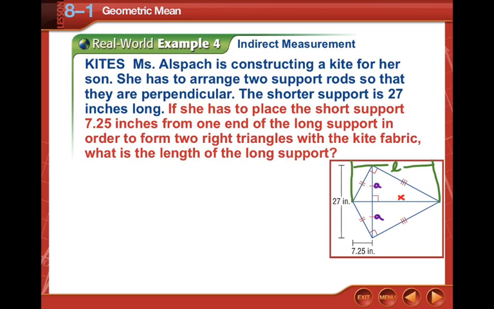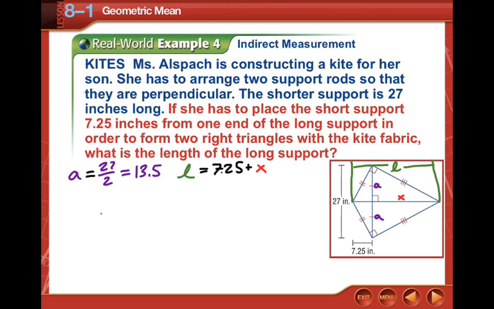Because we know two things. We know that our altitude, A, is equal to 27 divided by 2, because that's going to be split in half, which is 13.5. We also know that our L is equal to the 7.25 plus x that we don't know yet.